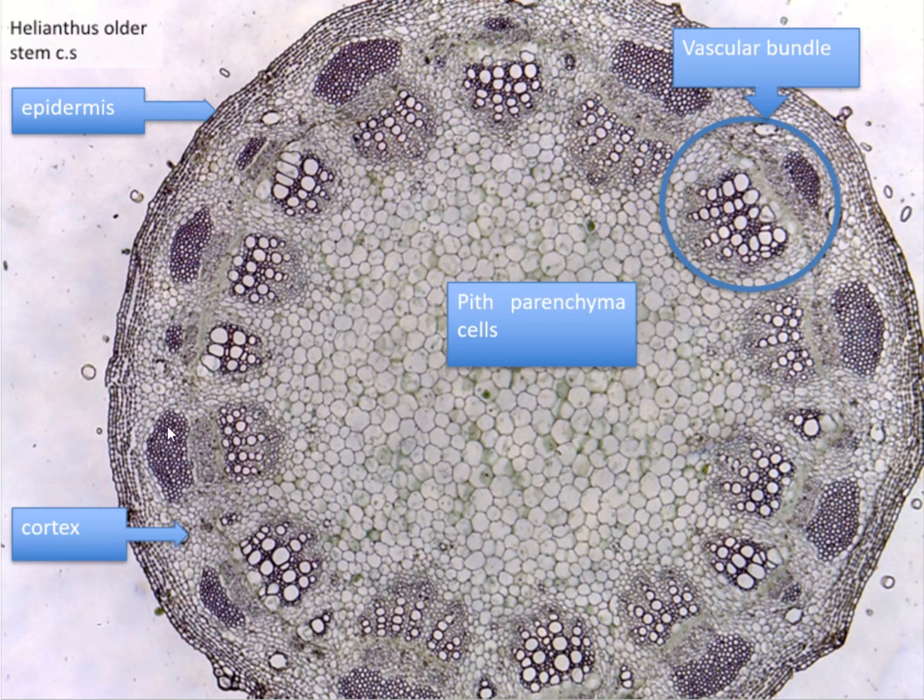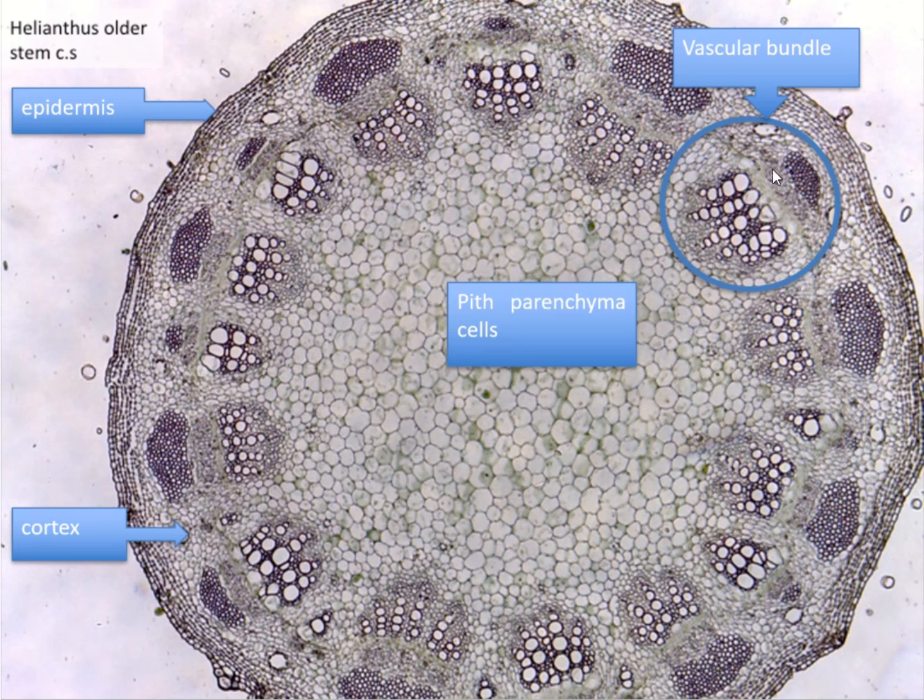Next, we have this region inner to that known as the cortex, and this is going to store important molecules that maintain the plant function, which includes storing carbohydrates or sugars, as well as essential oils that help to maintain the overall plant functionality.